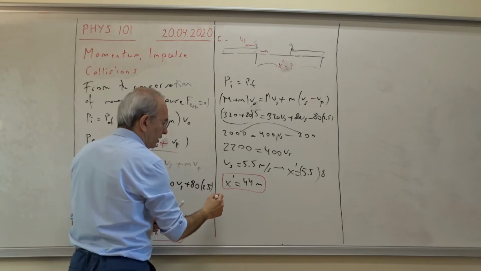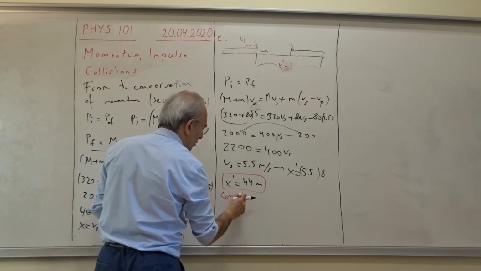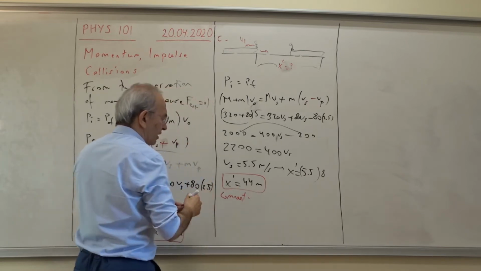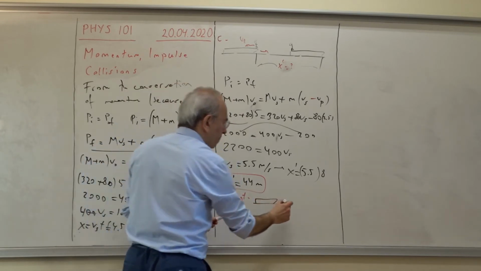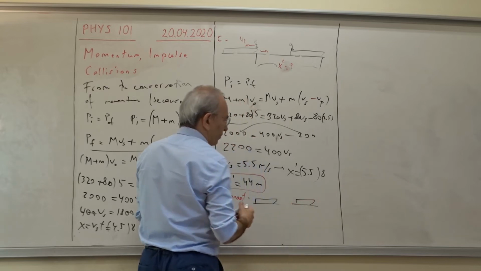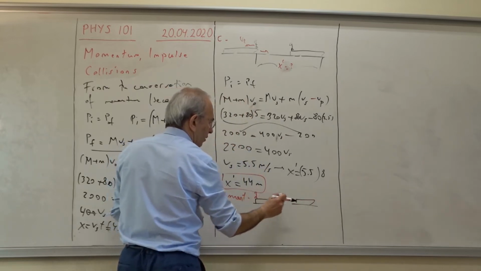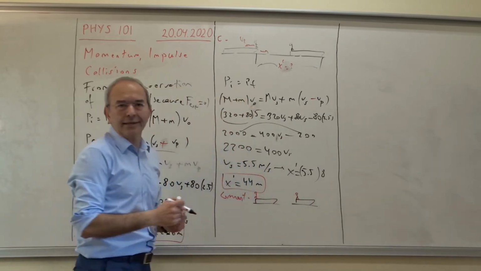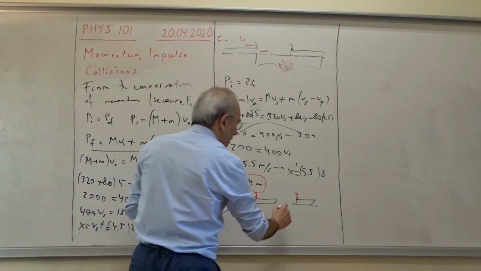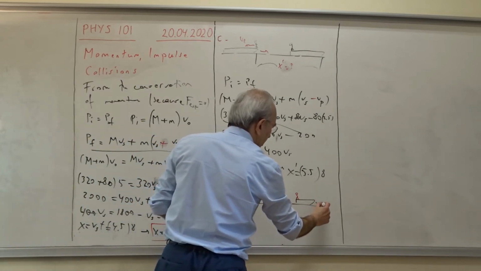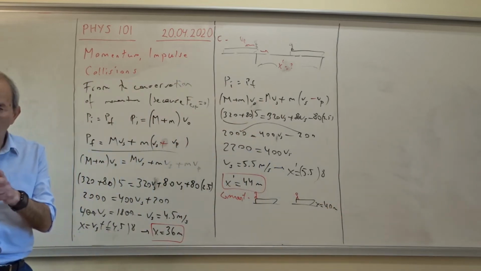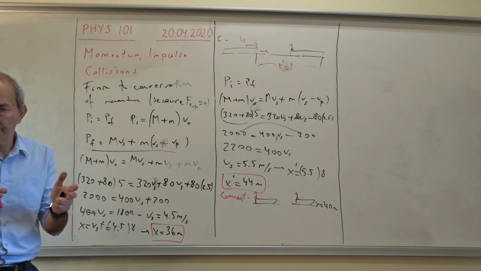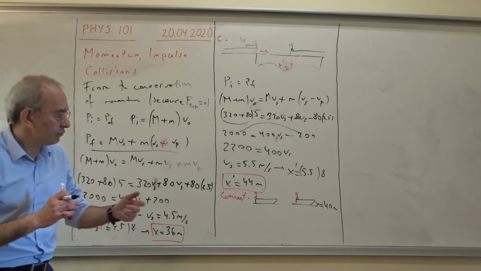So let me write a comment here. The person at the back and remaining at the back. Of course, x would be 40 meters because 5 times 8, 5 meters per second times 8 seconds, 40.